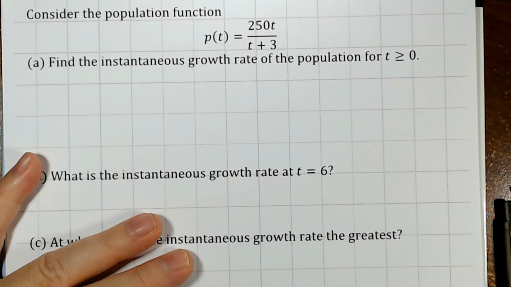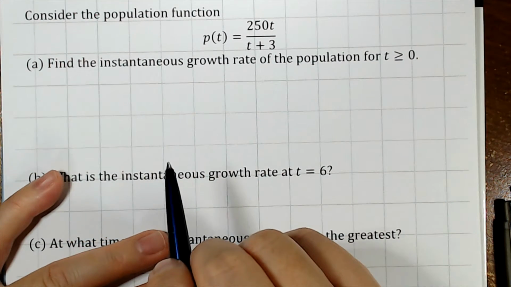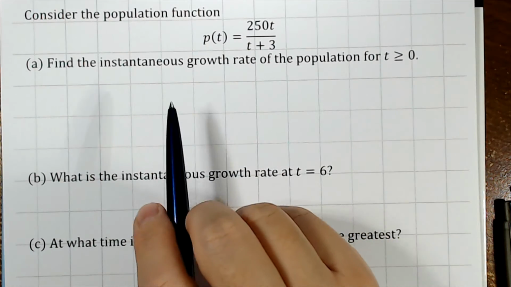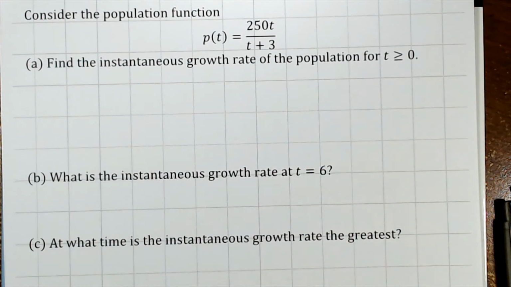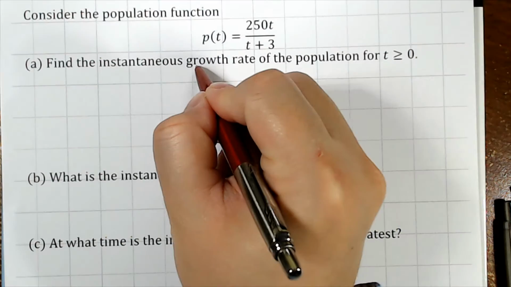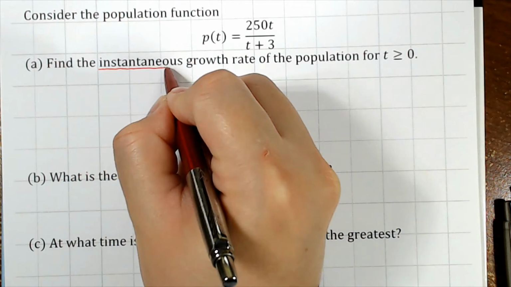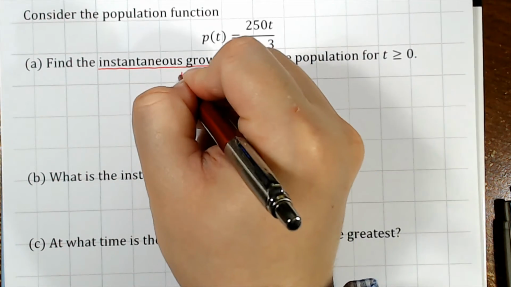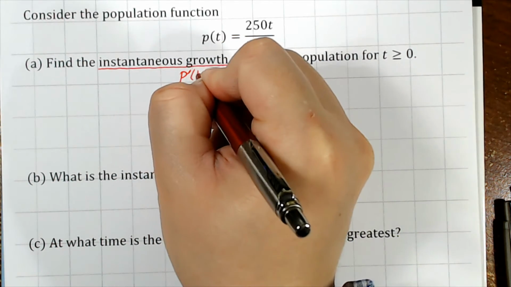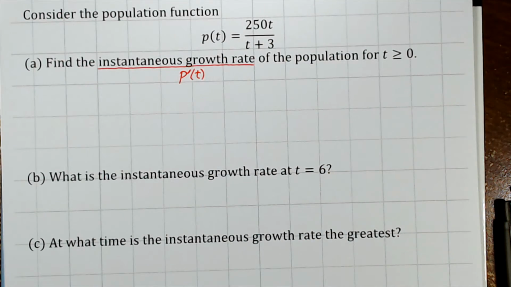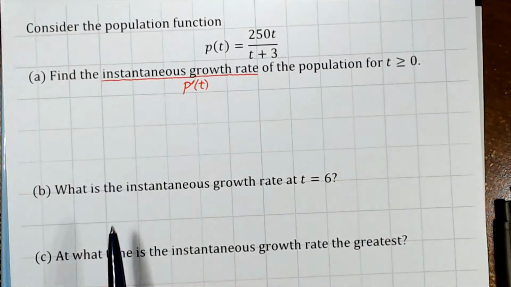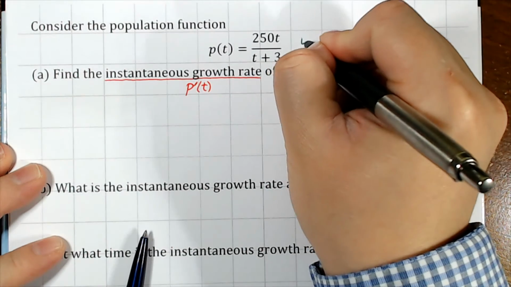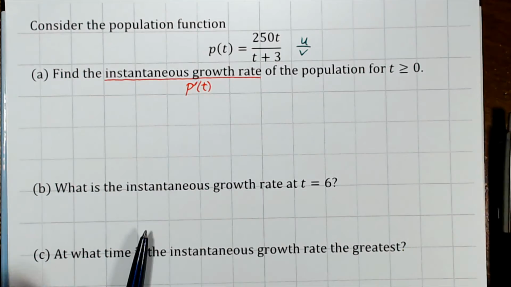We have a population function given as 250t over t plus 3, and the question asks us to find the instantaneous growth rate. The instantaneous growth rate is pretty much the derivative. To find the derivative of this, it is a quotient, obviously, so we're going to use the quotient rule.